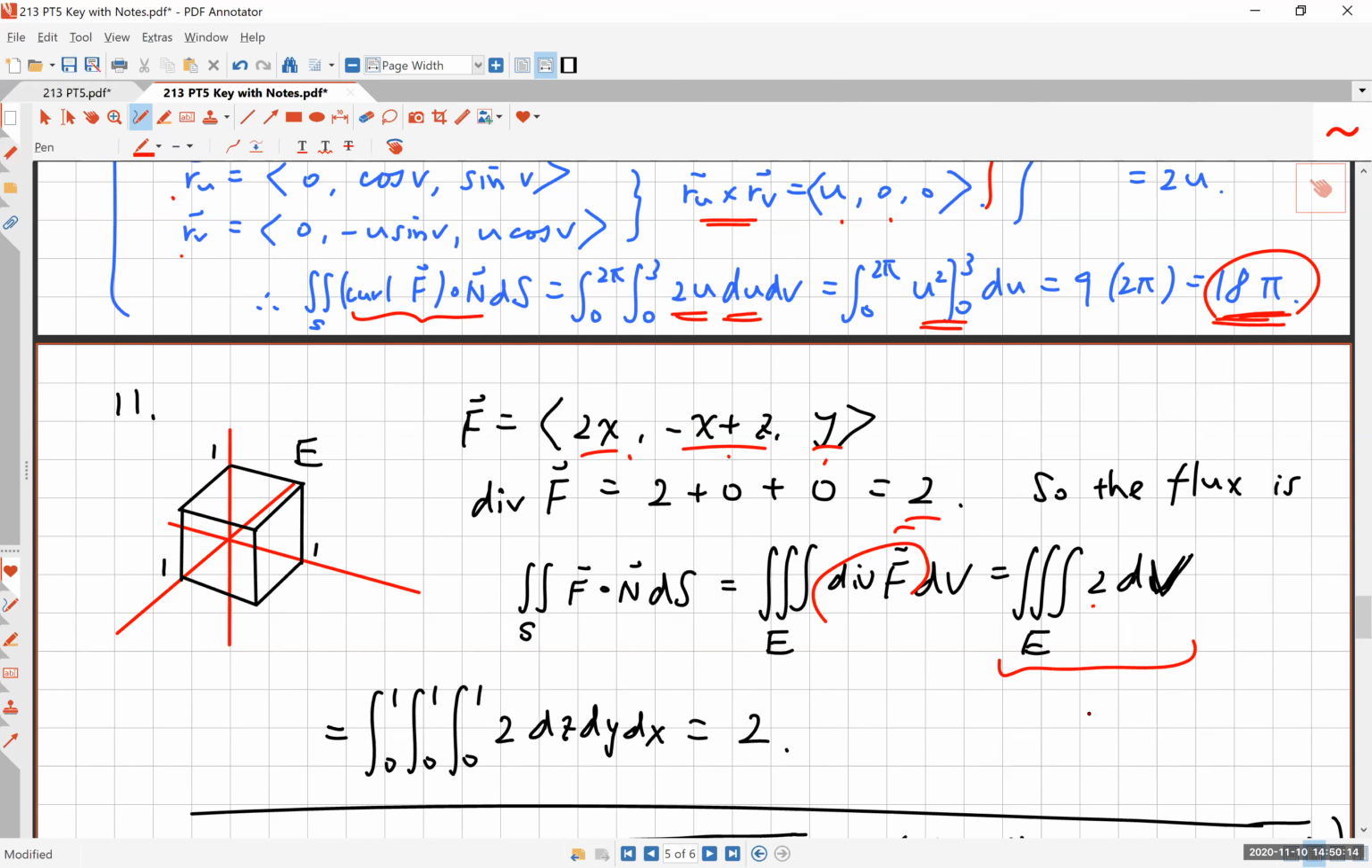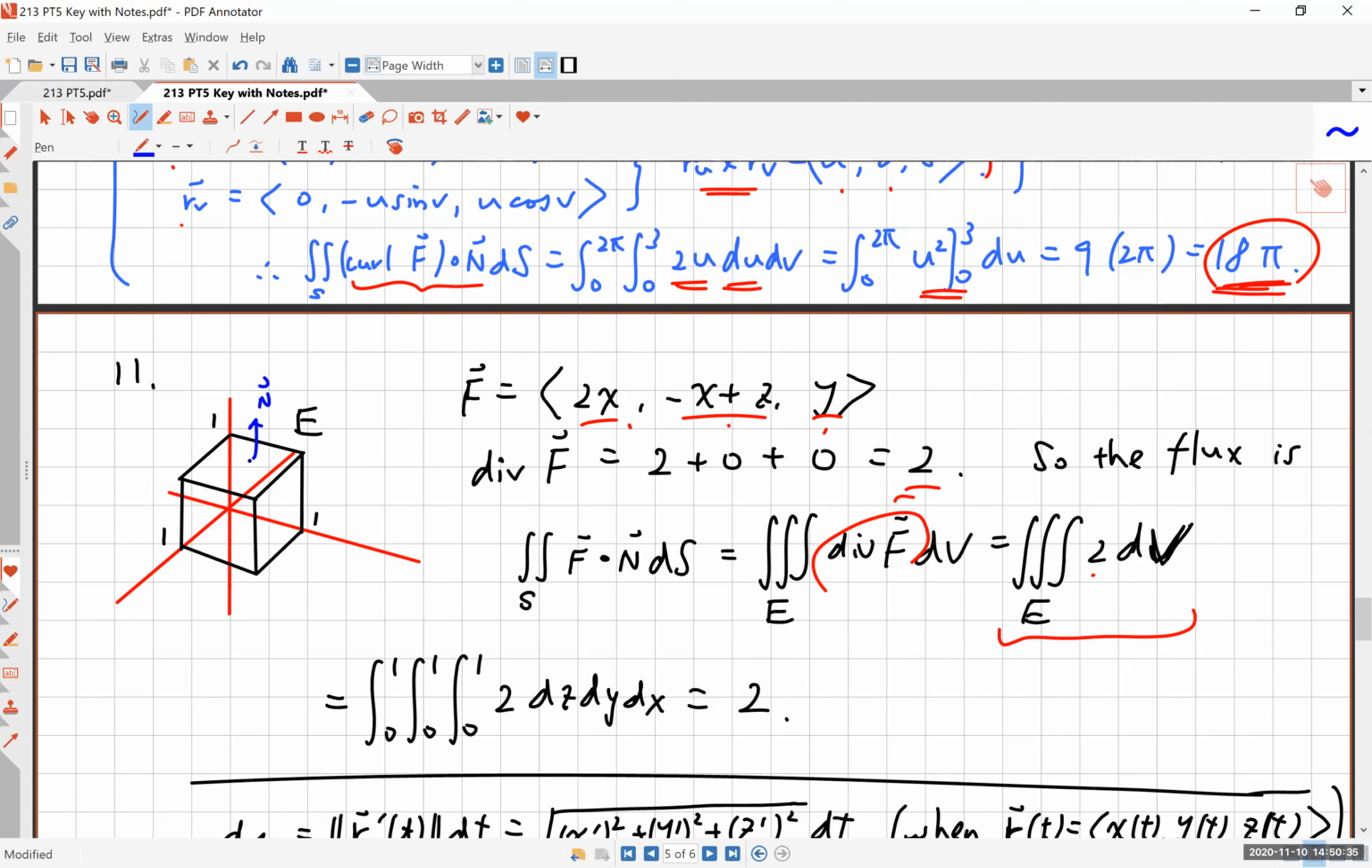Now, if you want to do this in the normal sense, without using the divergence theorem, what you would have to do is find your n on the top side and find the flux over n. That would be a double integral where z is equal to 1, and you calculate the flux over the top surface, and then you do the same thing for the side, the back side here, and the bottom side. So you'll have to find 6 double integrals. I don't think it's really that hard.